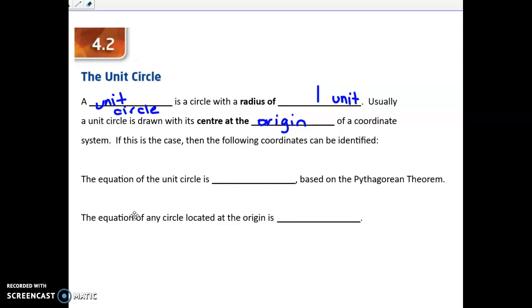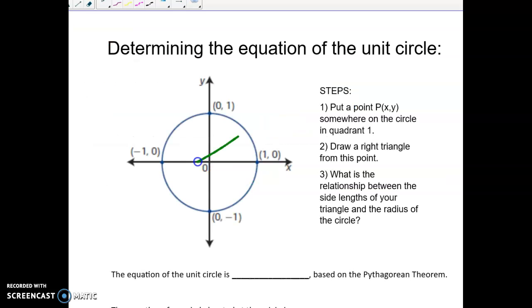Now, the equation of the unit circle is x squared plus y squared equals 1, based on the Pythagorean theorem. Because if you drew a triangle anywhere in here, it would have an x value and a y value and a hypotenuse of 1. So we can say that x squared plus y squared equals 1 squared, or 1. So again, we're just really looking at this as if it is a triangle, and then if you move that anywhere around the circle, it would still have that same equation, x squared plus y squared equals 1.